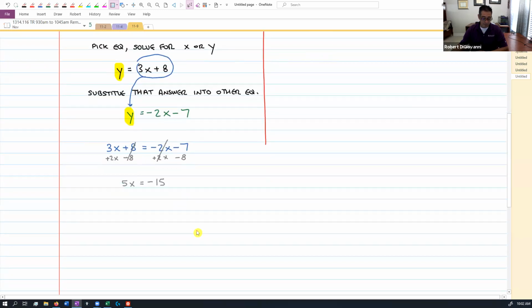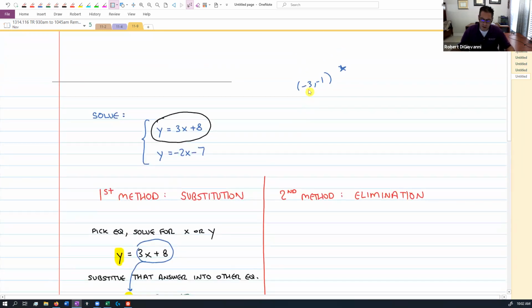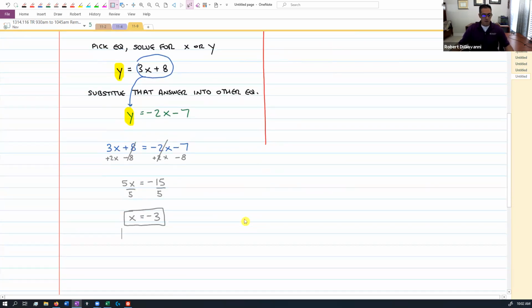Last step, divide by 5. And you get x is -3. Wasn't that what the x is supposed to be? -3, right? Okay, so we have now substituted. I didn't spell substitute right. Oh, well.